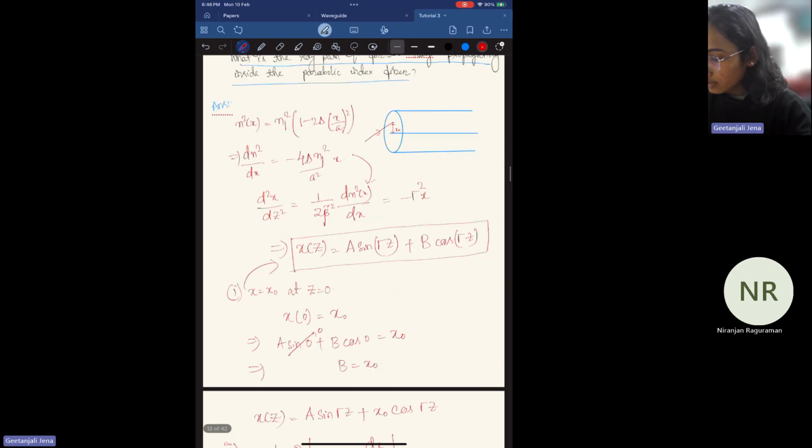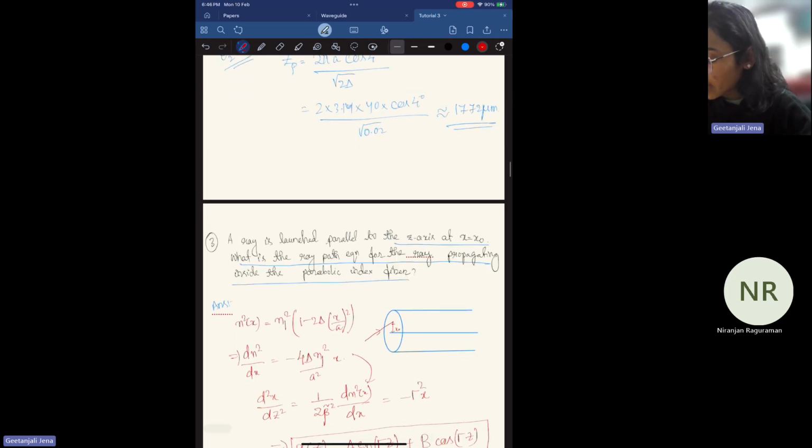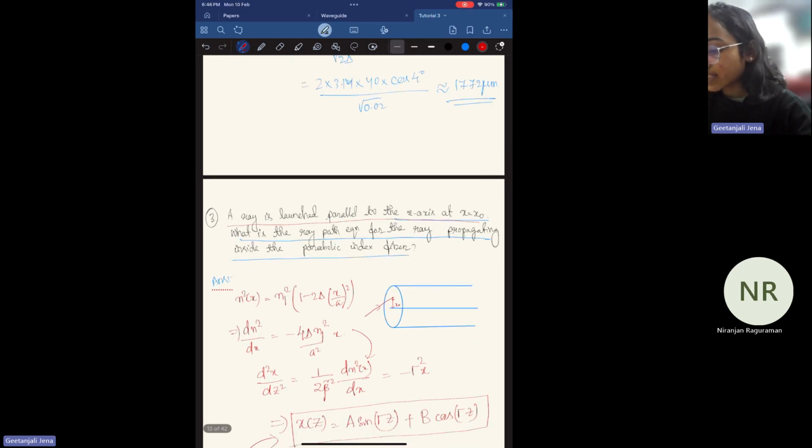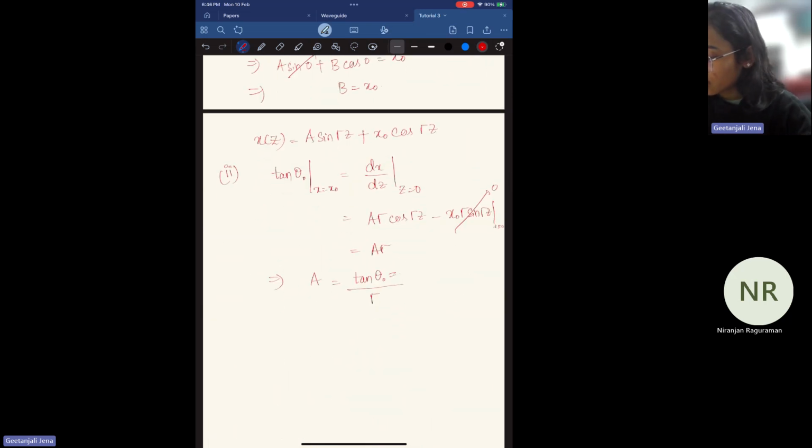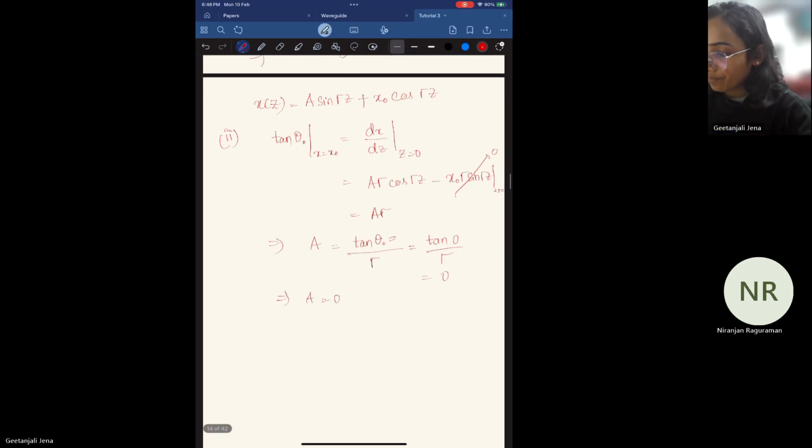But if you see the question, it is given a ray is launched parallel to the z-axis at x equal to x0. That means theta 0 is 0 because it is parallel. This will give tan 0 over gamma, which is 0. So the A part of the amplitude is 0 now. That means the ray path equation for this case is x0 cos gamma z.